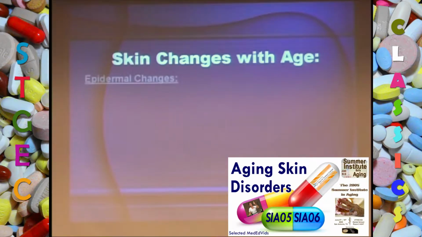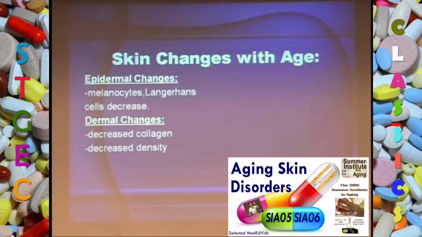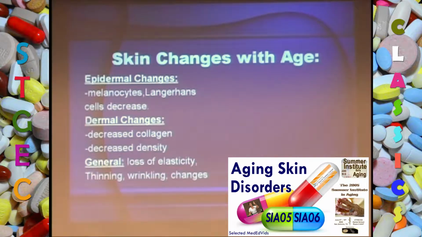So a little bit about skin changes with age. Again, as you probably are well aware, as we get older, there are a significant number of things that change in our skin, most of which is not necessarily what we want to see, but unfortunately we don't have a lot of choice in the matter. The epidermis, we notice that there's a decreased number of melanocytes, which are the cells responsible for coloring and pigmentation. They decrease, and so we see variations in pigmentation in the older population.